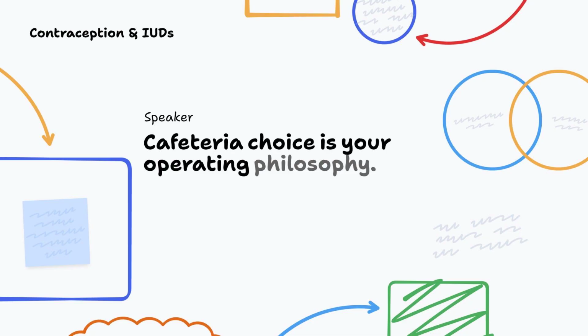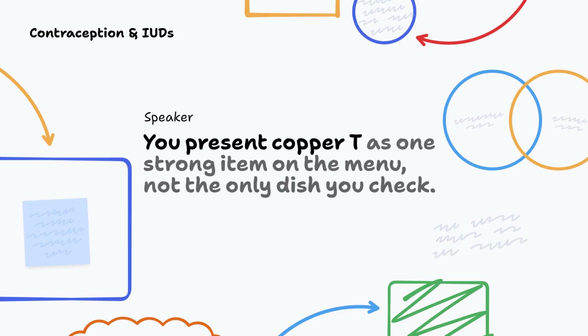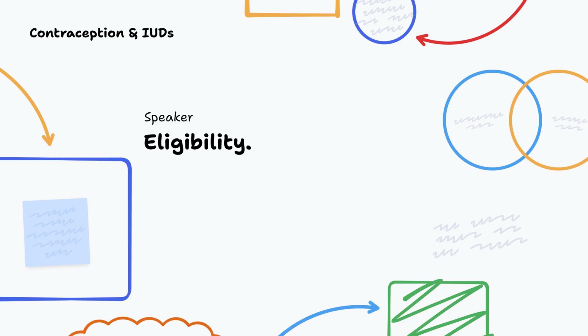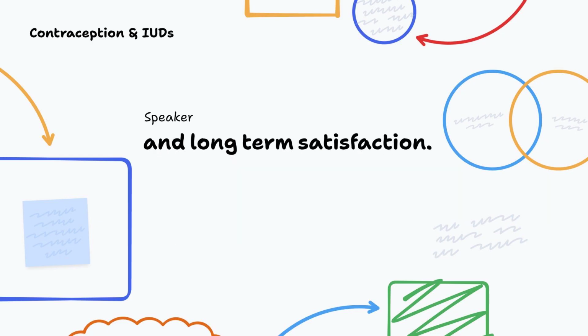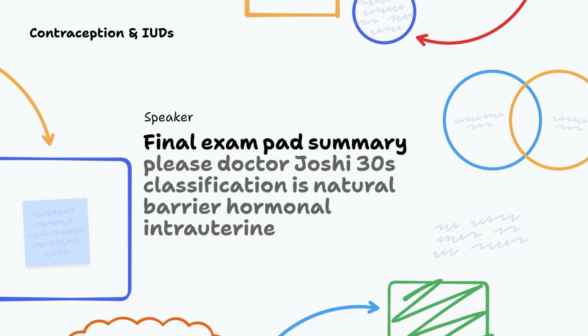Cafeteria choice is your operating philosophy. You present copper T as one strong item on the menu, not the only dish. You check eligibility, explain mechanisms, side effects, return signs, and let the person choose. That respect for autonomy improves uptake and long-term satisfaction. Final exam pad summary please, Dr. Joshi.